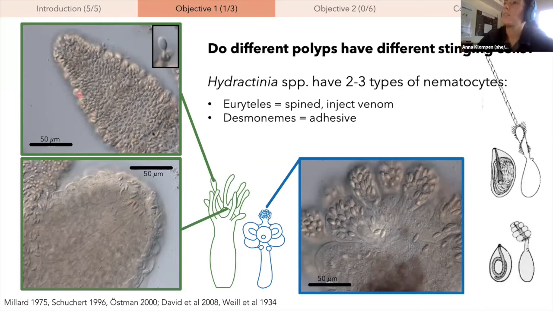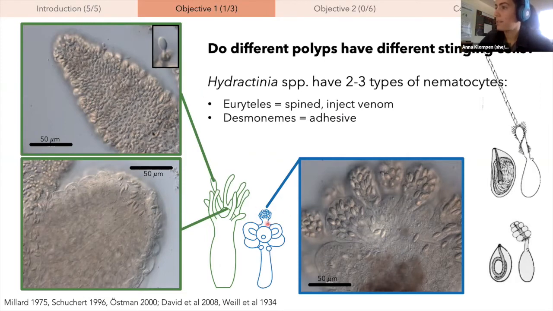This is the tentacle, and you might see all these little small bunches here. These are actually desmonemes, so they have a very distinctive shape when they're not discharged. When they are discharged, they're also pretty distinctive, depending on if the thread has curled in on itself or it's wrapped around a prey item.